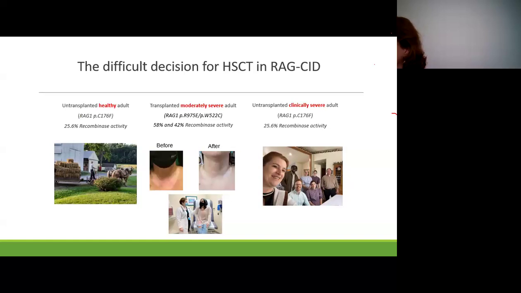On the left-hand side, you can see a healthy adult from the Mennonite community driving his carriage, and he has a homozygous RAG variant with 25% recombinase activity, so even half of the one that our patient had. And on the right-hand side, another patient from the same community, a female in the middle here, who also has the same mutation with 25% activity, has severe clinical disease.